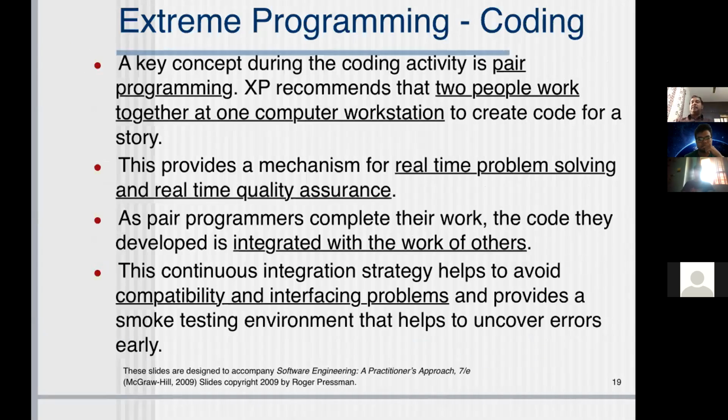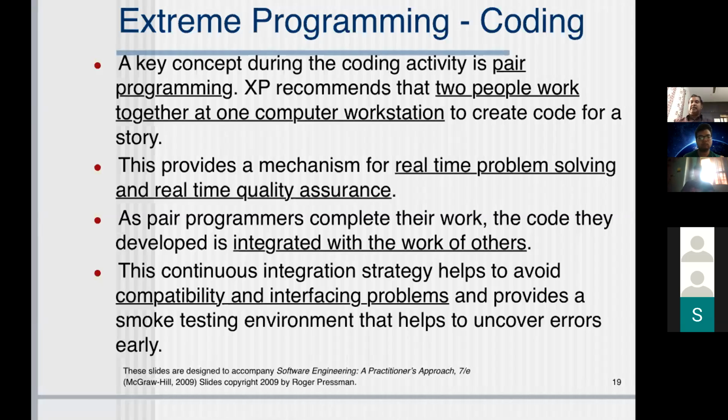A key concept during the coding activity is pair programming. So how to do the coding, or the actual set of people who are involved in doing the coding here also. Pair programming, what we call an agile programming development technique in which two programmers work together at one workstation. One, the driver, writes code while the other, observer, pointer or navigator, reviews each line of code as it is typed in. The two programmers switch roles frequently.